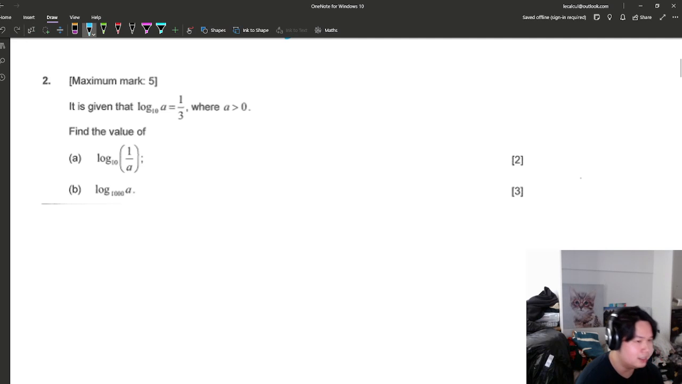Okay, the next one looks like a log law question. So it says here we are going to say that log base 10 of a is 1/3, and then we will need to find the value of other things. And the way we do that is you need to have log base 10 of a show up so that we can say that it's 1/3. 1 over a is the same as a to the power of -1.